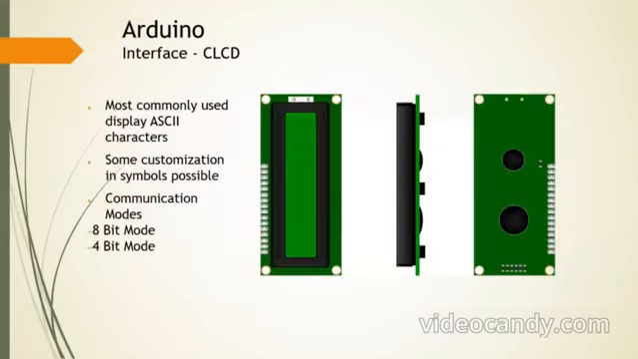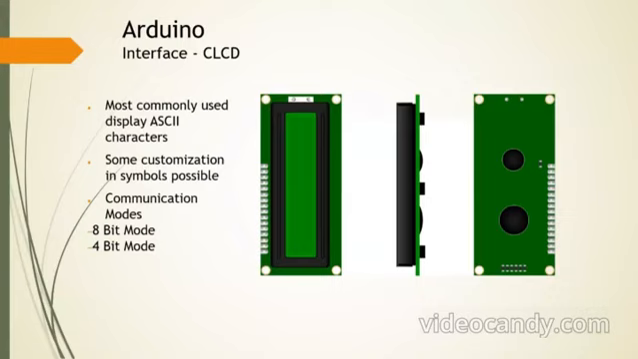Next will be taken by my member Rohit. Thank you, Aditya. From this, we will go on to the interface of the CLCD, which can be used to display ASCII characters. It is most commonly used to display ASCII characters. Some customizations in symbols are possible, and whatever customizations are needed for the end users can be implemented through these display systems. As for the communication modes, 8-bit mode as well as 4-bit mode can be applied to the interface for the CLCD device.